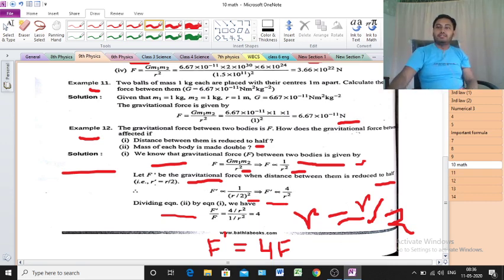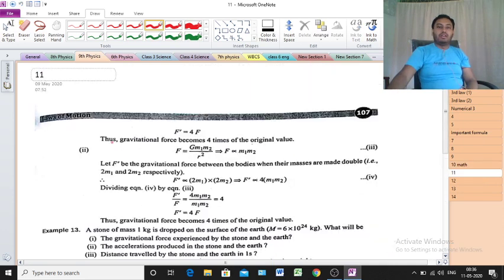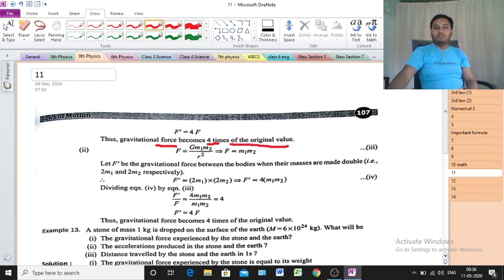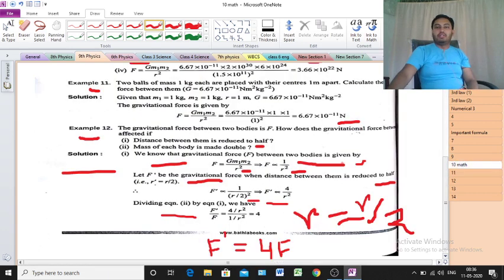Clear? Clear or not? Just tell me. That is, F prime equal to 4F, thus gravitational force becomes 4 times the original value. Clear? Gravitational force becomes 4 times the original value. Clear? Now the next part.